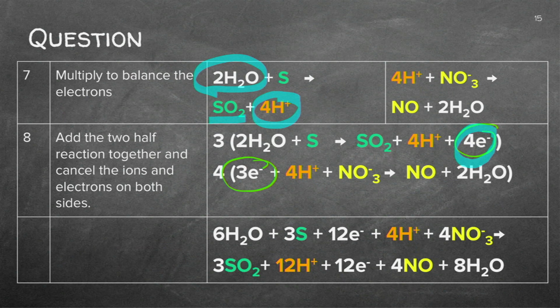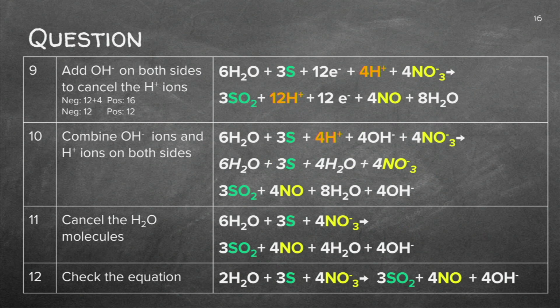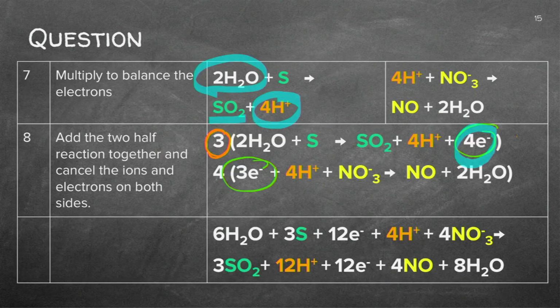How am I going to balance that? Well, I'm going to multiply the whole reaction by 3. That gives me 12 electrons. Am I right? 12 electrons this side. And if I multiply this reaction by 4, I'm also going to have 12 electrons there. And then I can actually delete my electrons.